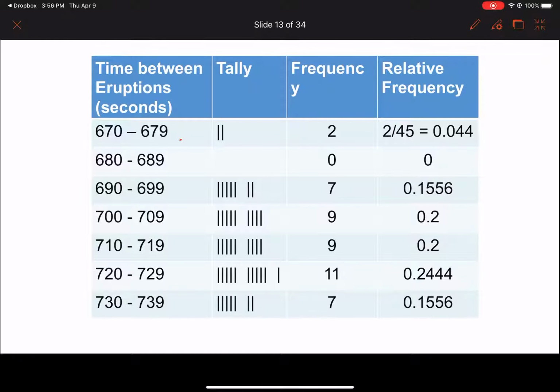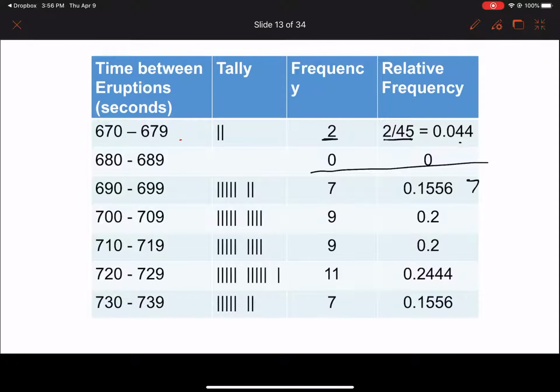My data is 45 eruptions. So I take this 2 and I divide it by 45 and I get 0.044. That is the relative frequency. So 4.4% of the time, it was between 670 and 679. I didn't have any here, so 0% of the time, it was between those two values.